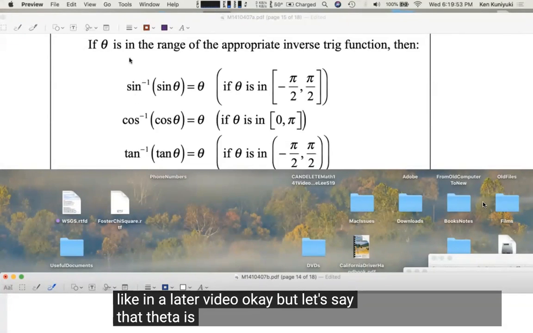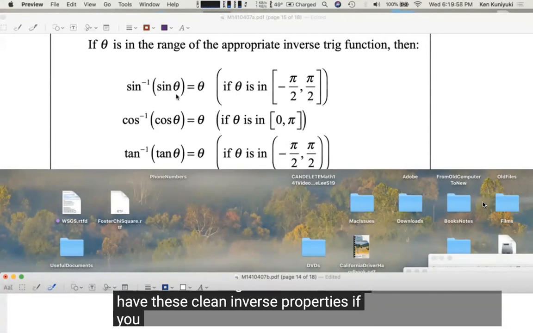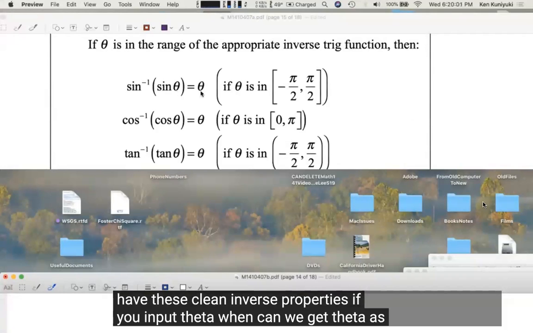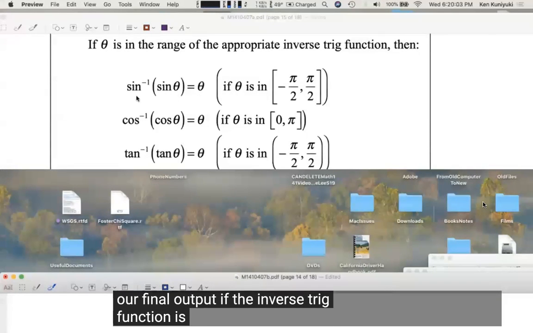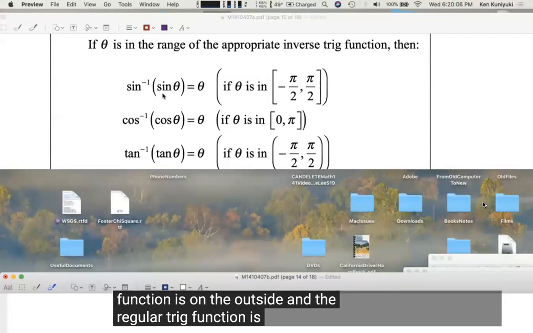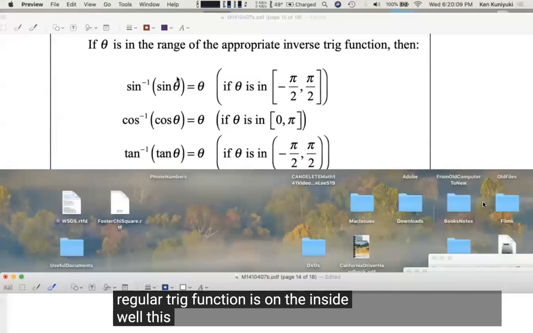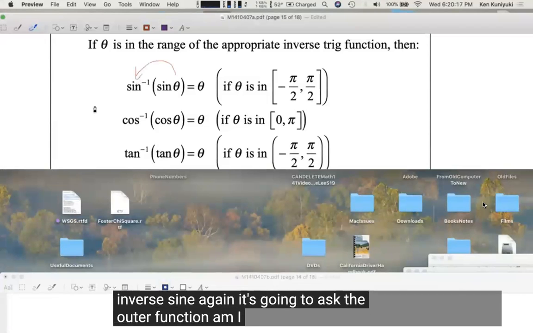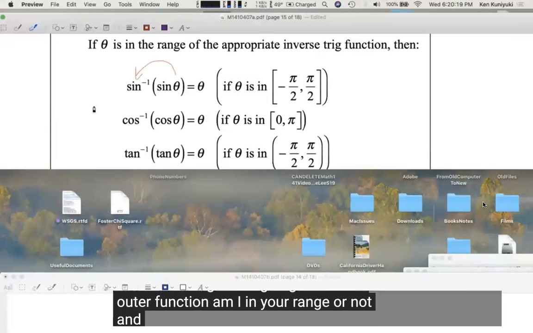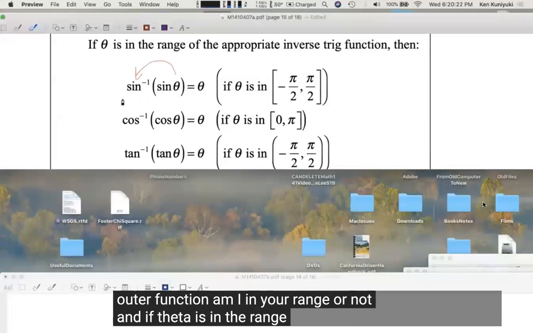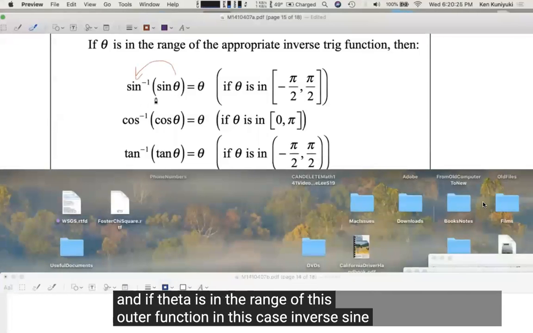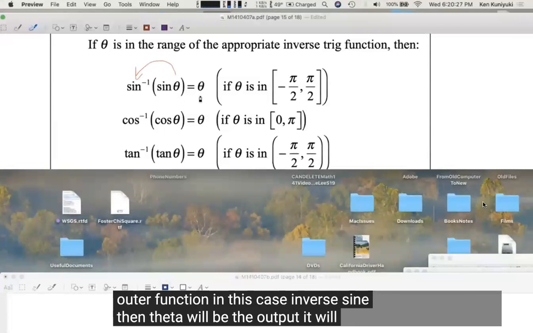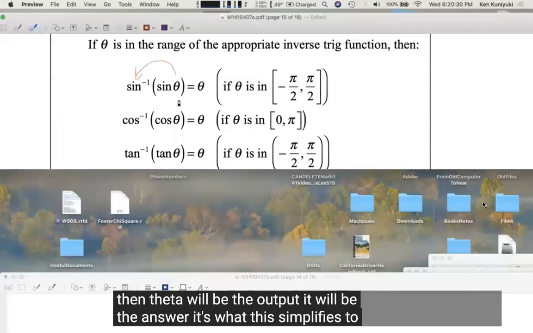Okay, but let's say that theta is an angle. Now, when do we have these clean inverse properties? If you input theta, when can we get theta as our final output? If the inverse trig function is on the outside and the regular trig function is on the inside. Well, this angle theta is going to ask inverse sine, again, it's going to ask the outer function, am I in your range or not? And if theta is in the range of this outer function, in this case inverse sine, then theta will be the output. It will be the answer. It's what this simplifies to.